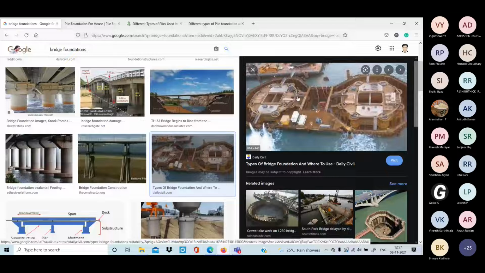That's what I said. This is called the piers. Okay, so anyway, let us see the types of bridge foundations. Here, the pile foundations and this one.